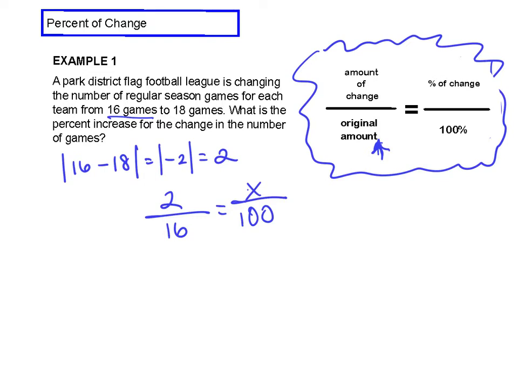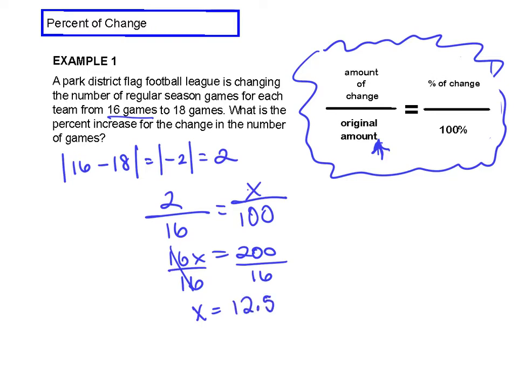I'm going to solve it 2 different ways. First, algebraically. So we cross multiply. We have 16x equals 200. We need to isolate x. So we divide. We do the opposite of multiplication. This is a multiplication equation. We divide both sides by 16 because we are trying to isolate x. 16 divided by 16 is just 1, which leaves us with x. 200 divided by 16 is 12.5.